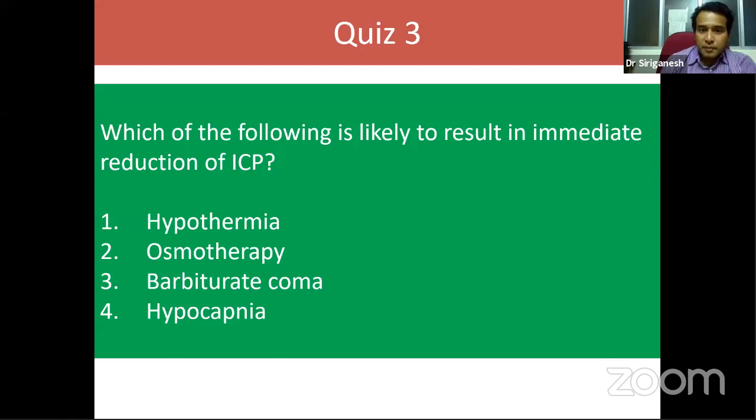Around 47% have answered correctly. It is the hypocapnia or hyperventilation that can result in immediate reduction of ICP. Osmotherapy takes time. Even the bolus dose of mannitol or hypertonic saline takes about 15 to 20 minutes. Hypocapnia is instantaneous.